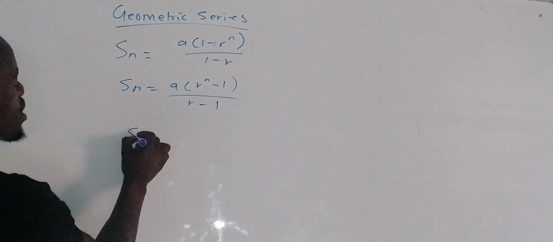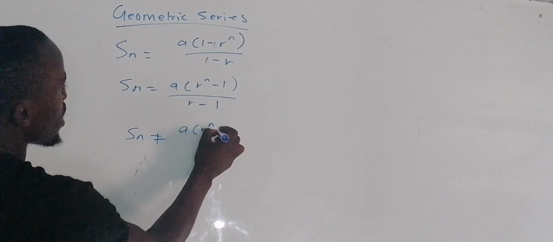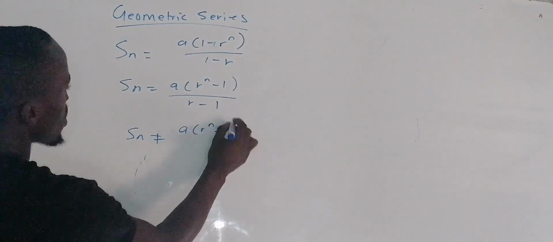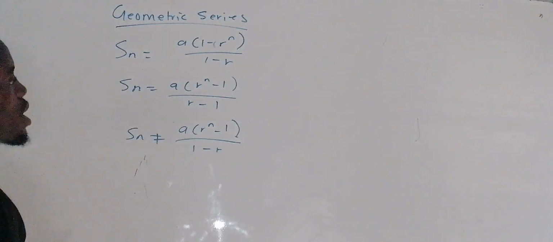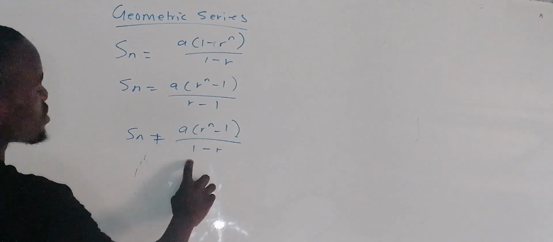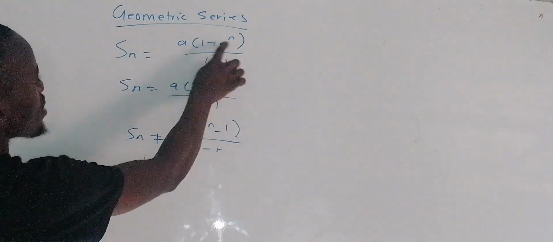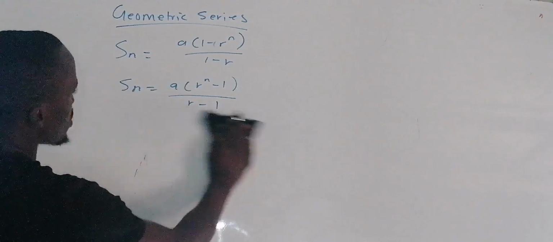But this one is not equal to a(r^n − 1) over (1 − r). So this is not the one. If you started with r^n − 1, here it must be r − 1. If you started with 1 − r, it must be 1 − r, even on the denominator.